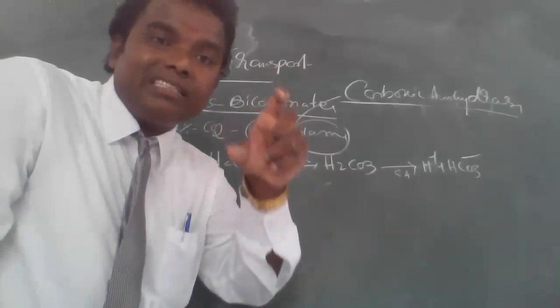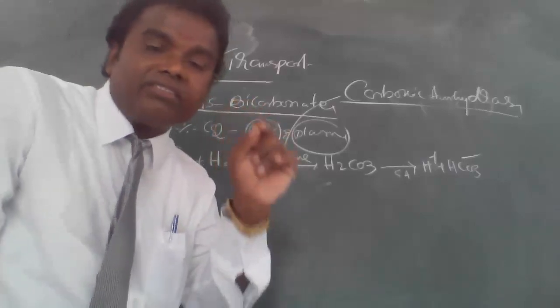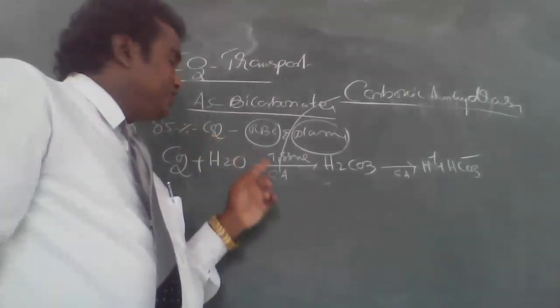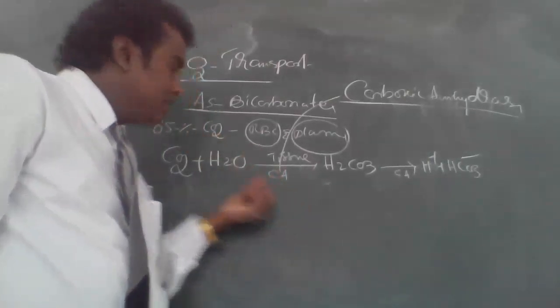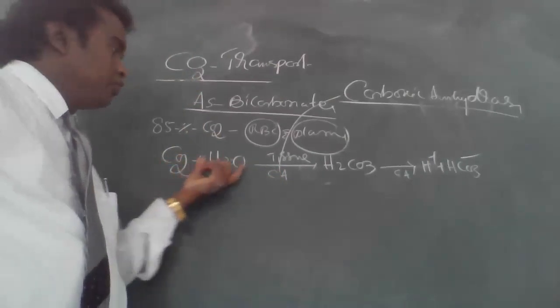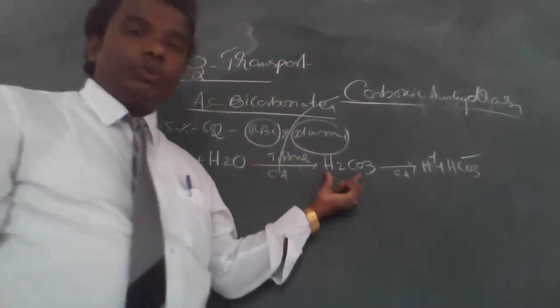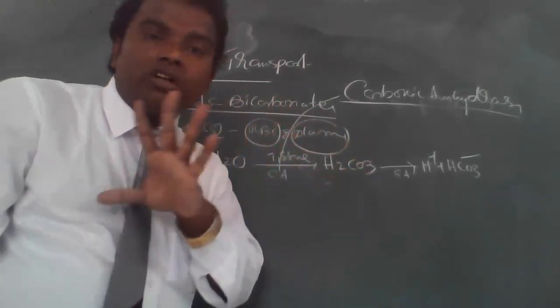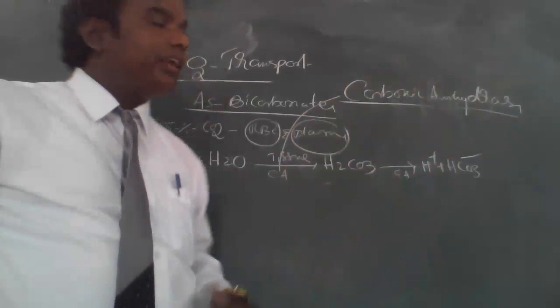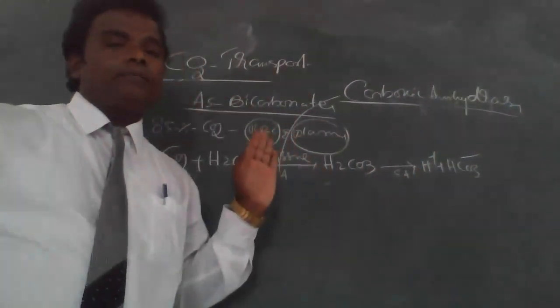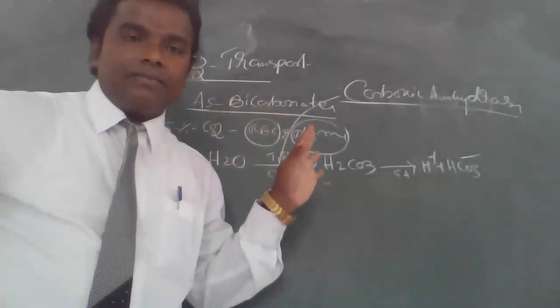Very important, remember one thing: because CA, the carbonic anhydrase enzyme, is present, the reaction is accelerated by the enzyme. CO2 plus H2O forms carbonic acid in the tissue. Carbonic acid is not stable, so immediately it is ionized into H plus and HCO3 minus.